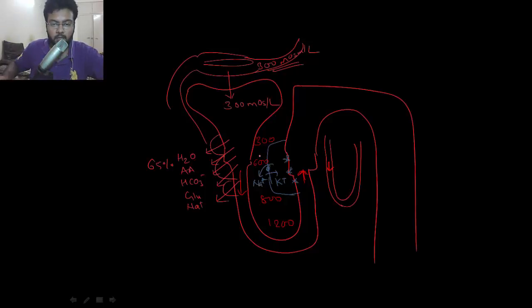Next is countercurrent multiplier system. What is this countercurrent multiplier system? It's the opposite tubular flow in both the limbs of the loop of Henle, and it's also opposite flow in the vasa recta and the limb, right?